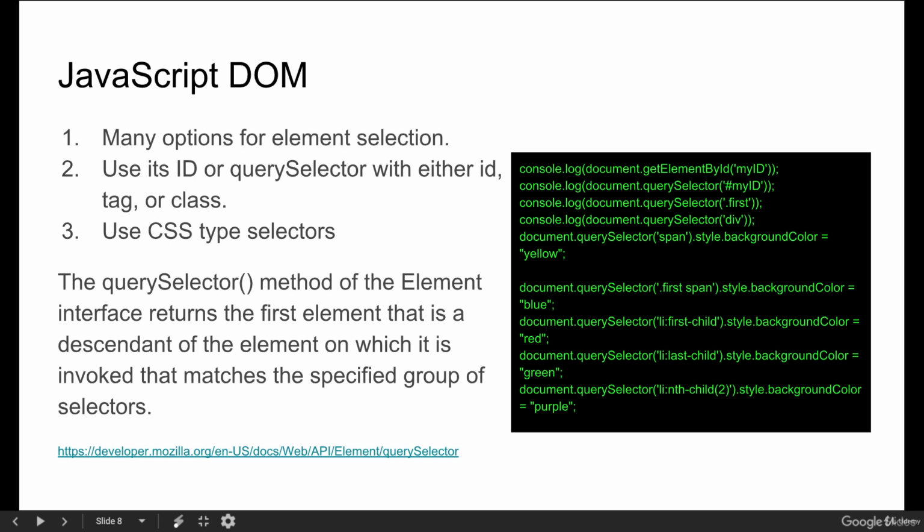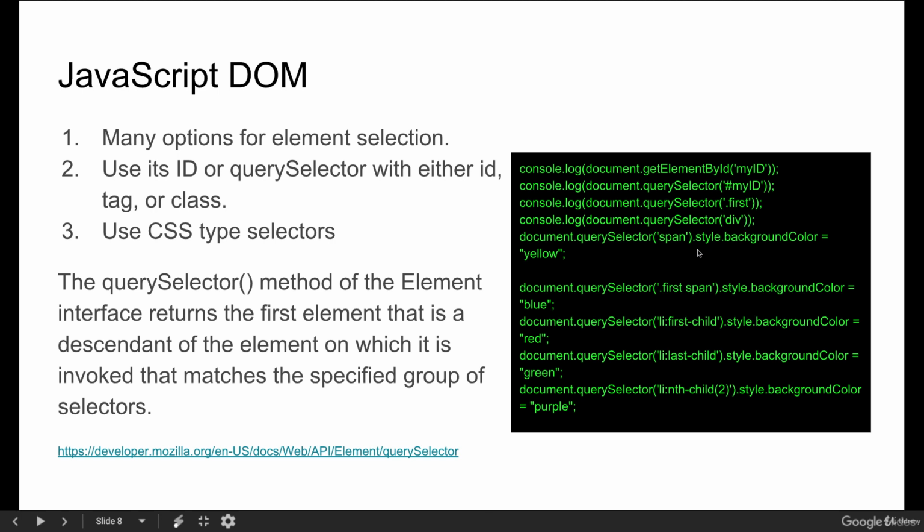Personally, I do prefer using query selector because it's the most like CSS. And as you can see in the example on the right hand side, we do the same thing where we've got an ID using the hash as a prefix to the name. Class is prefixed with a dot, and the tags don't have any prefix. So exact same thing that you'd expect and that you've seen with CSS.